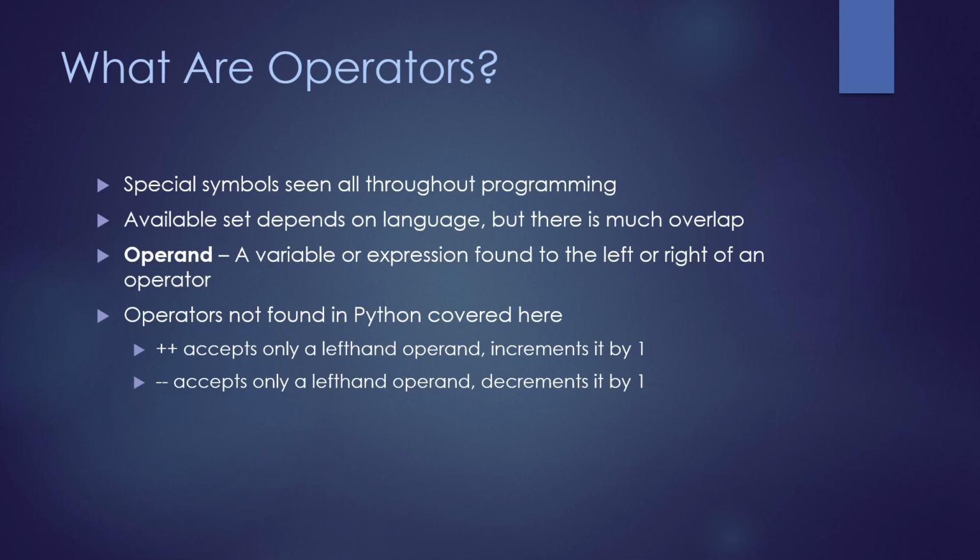Python is missing 2 of the most common operators. Why? I couldn't tell you. But the plus plus and minus minus operators that you see here are not available in Python. And what do these do? Well, in C++, Java, and many other programming languages, these are incrementer and decrementer operators. What that means is they take only a left-hand operand, and whatever that left-hand operand's value is, it increases or decreases it by 1. It comes in handy for certain constructs like loops, but it is not present in Python.